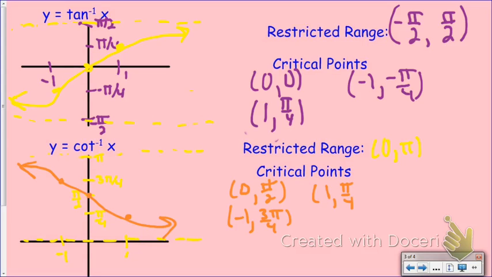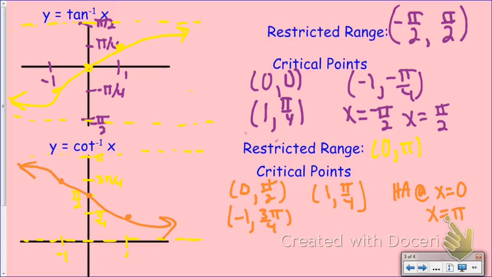Now one thing I do want to add for both these graphs to the critical points is I do want to add the asymptotes. So let's just remember that this graph also has horizontal asymptotes at x equals 0 and x equals pi. And my previous graph, y equals tangent of x, had horizontal asymptotes at x equals negative pi over 2 and x equals positive pi over 2. So whenever I graph those, I'll actually need to include them.